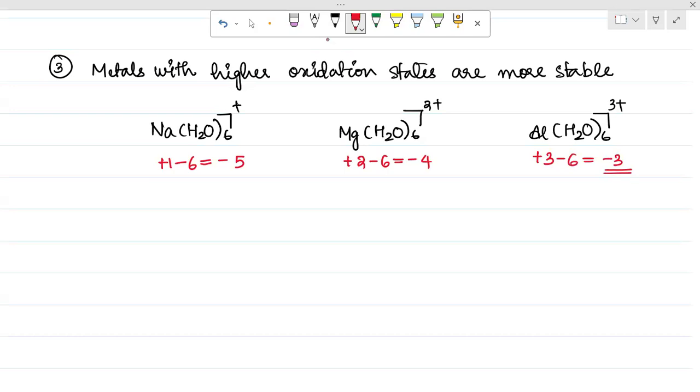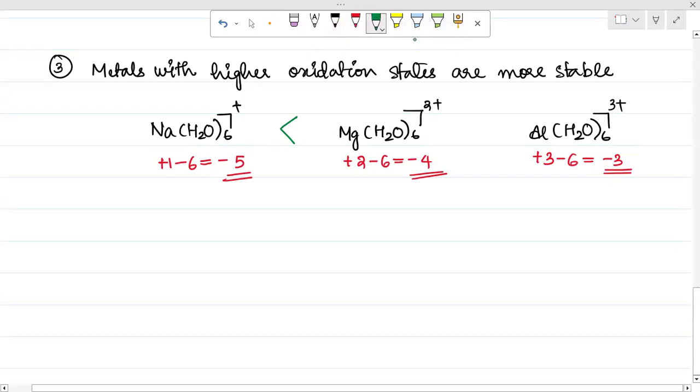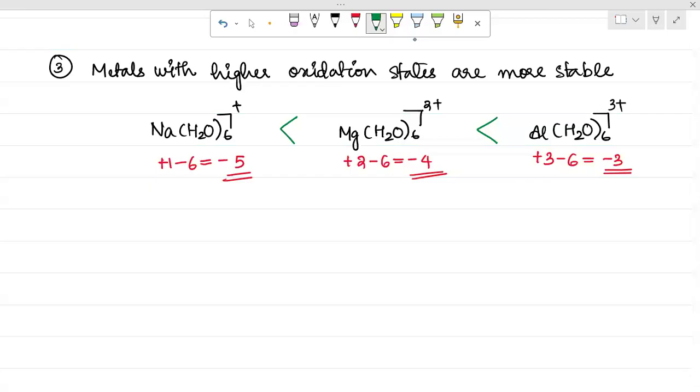Can you see? The formal charge changes with the oxidation state of the metal. Here -5 units of charge are accumulated on the sodium, and that is least stable, while here there is only -3 of negative charge accumulated on aluminium, and hence that is the most stable. So this is a trend. The sodium complex is least stable, followed by magnesium, and aluminium has the most thermodynamic stability. So this is with respect to the metal.